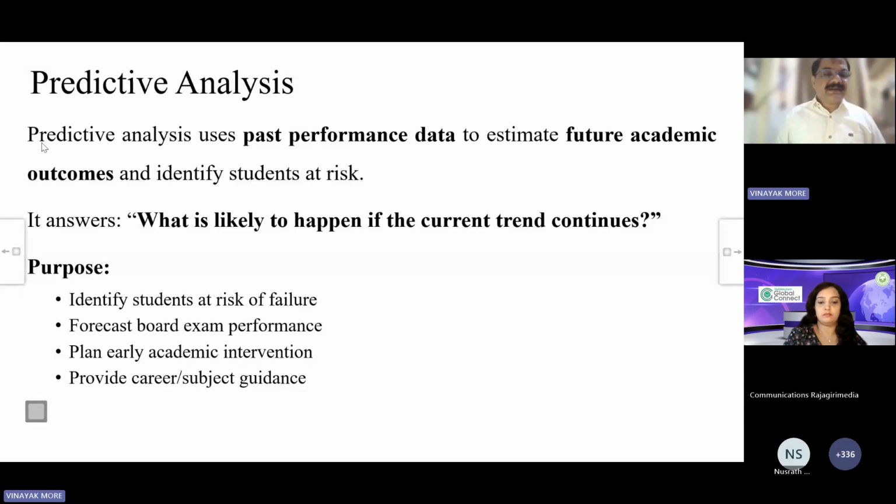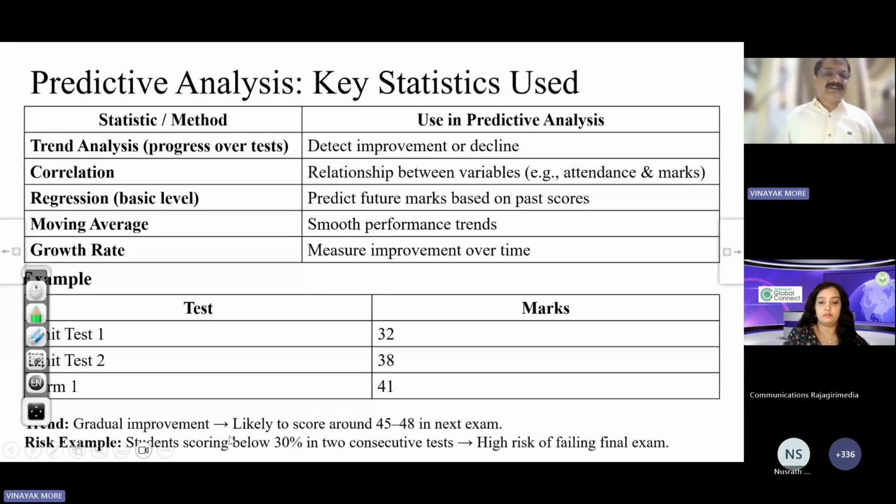To do predictive analysis, what statistics can we use? Trend analysis. Here some analyses are mentioned that we have not seen, for example correlation and regression. It is again a little higher-level statistics, but trend analysis is something we can represent pictorially by drawing a graph, where on the x-axis you put the number of exams a particular student has answered, and the y-axis is performance, and you can draw a trend graph as well.